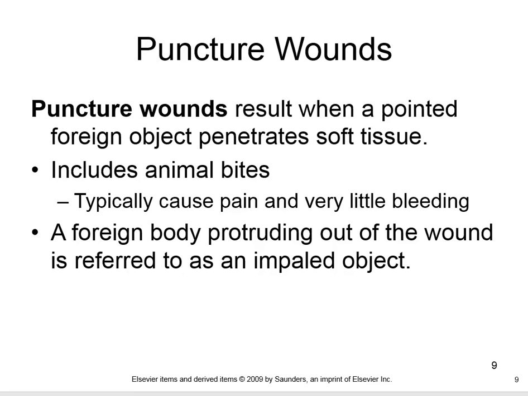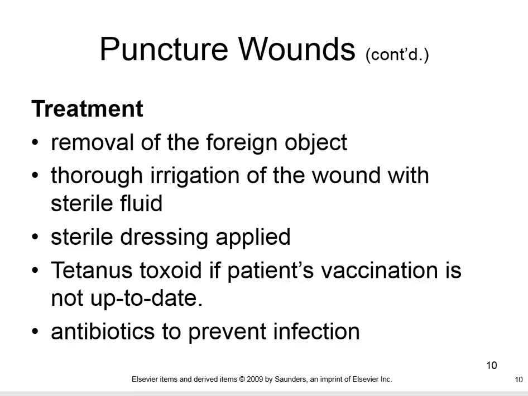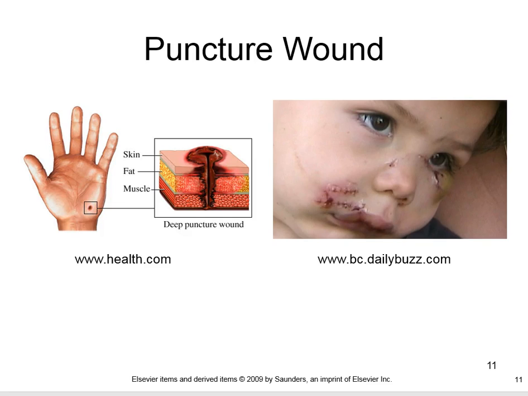Puncture wounds often result when a pointed foreign object penetrates the soft tissue. This includes animal bites and typically causes pain and very little bleeding. A foreign body protruding out of the wound is referred to as an impaled object. The treatment for puncture wounds: you want to remove the foreign object, thoroughly irrigate the wound with sterile fluid, apply a sterile dressing, tetanus toxoid if the patient's vaccination is not up to date, and antibiotics to prevent infection. Okay, this is an example of a puncture wound, and this is a dog bite. That's what caused that.